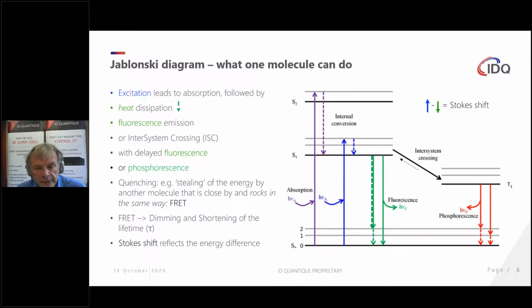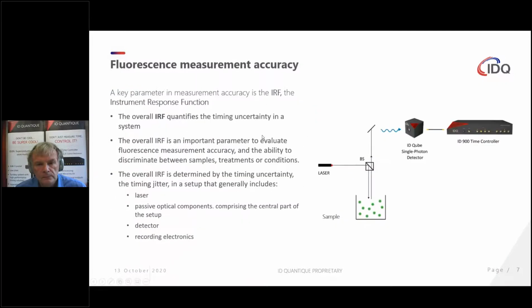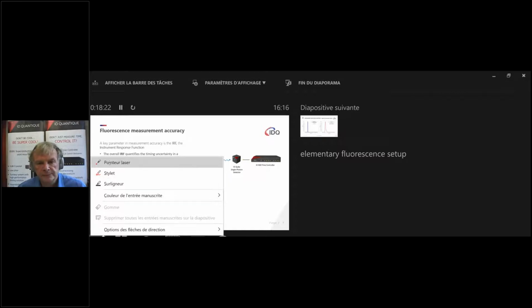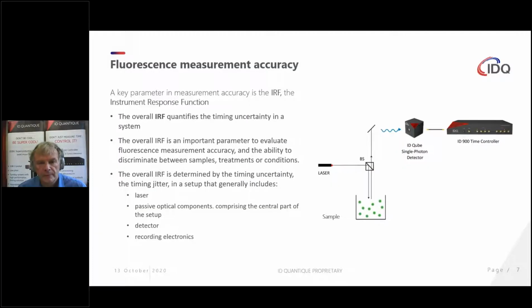On the next diagram, you can see a very basic setup. So here you can just see a laser illuminate your sample. Your sample emits fluorescence. You detect that on a single photon detector. And then you record that with our time electronics, the ID900 time controller in our case.